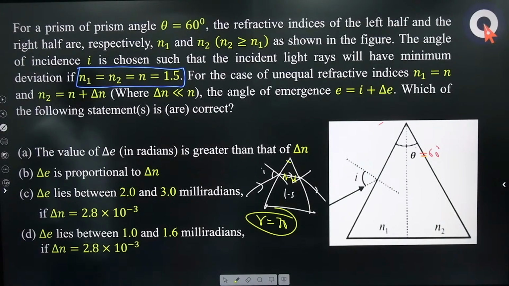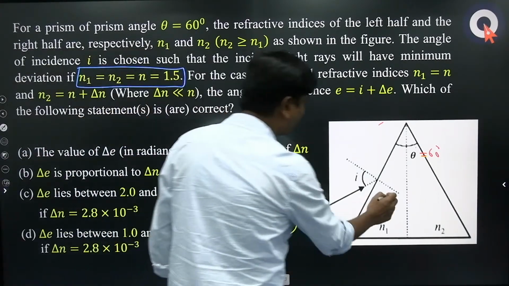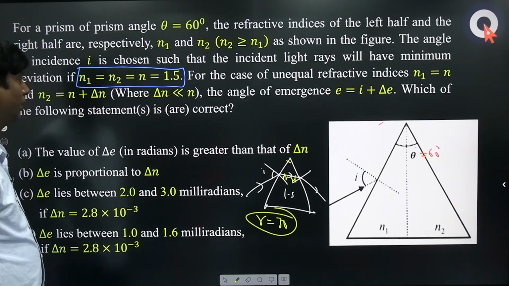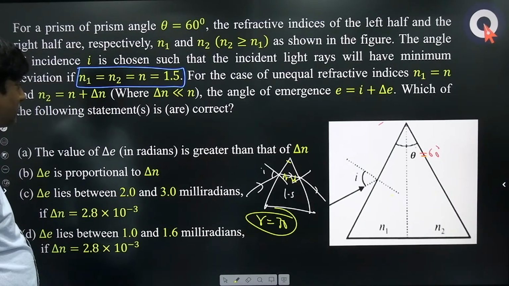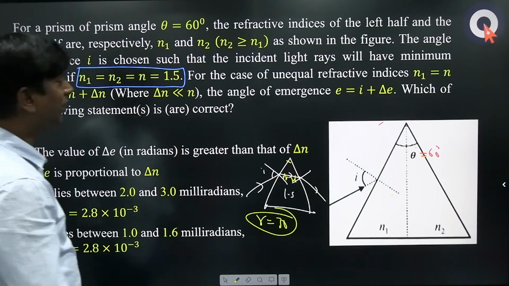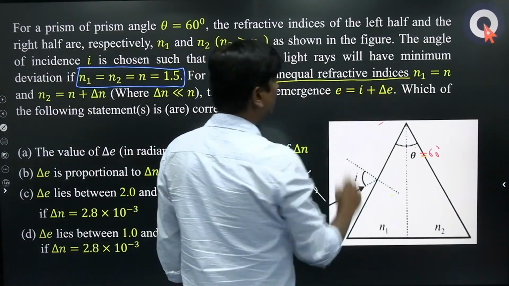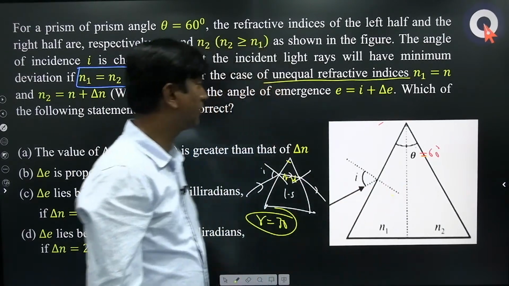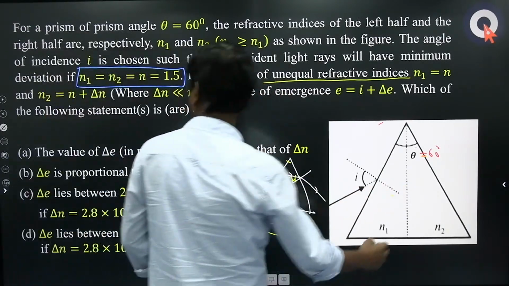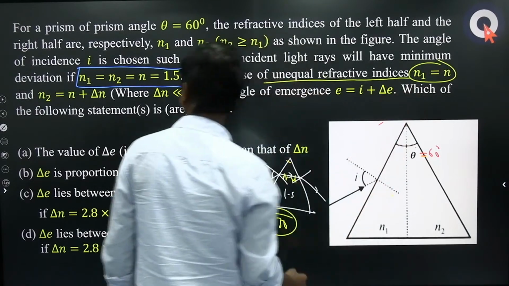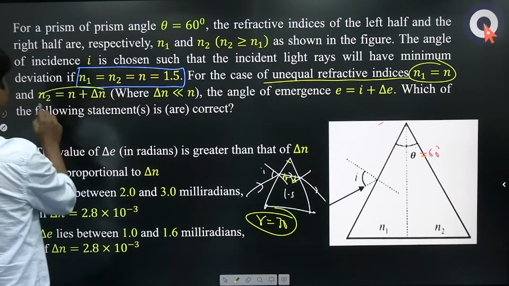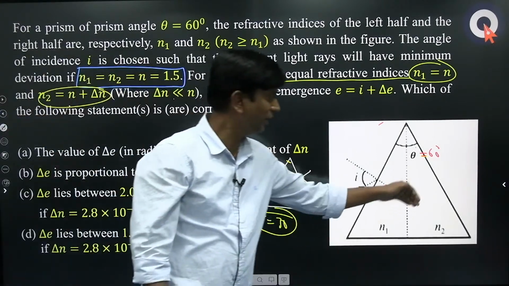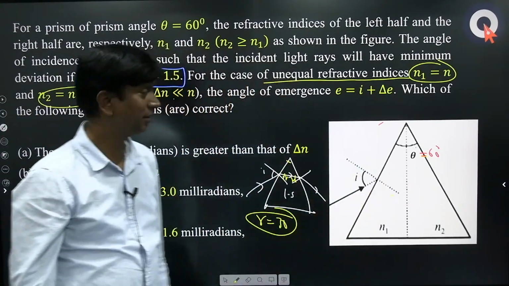Now that is when these two have equal refractive index, right? But for the case of unequal refractive indices, suppose the refractive indices are not equal, N1 and N2. N1 is N only, but N2 is a slightly varying N plus delta N, where delta N is very small, meaning N2 is a little bit higher than N1, right?